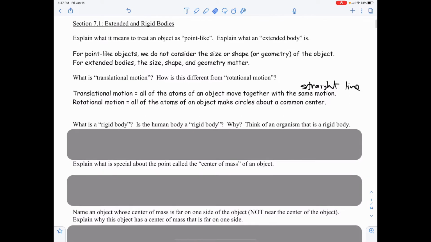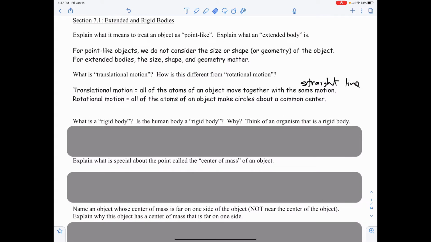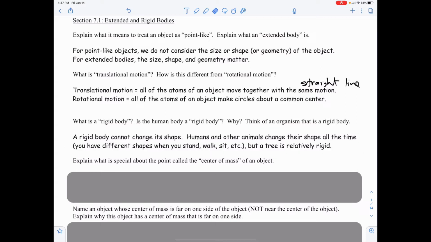What is a rigid body? Is the human body a rigid body? Why? Think of the organism. Think of an organism that is a rigid body. A rigid body cannot change its shape. Humans and other animals change their shape all the time. You have different shapes when you stand, walk, sit, etc. But a tree, well, that's relatively rigid.